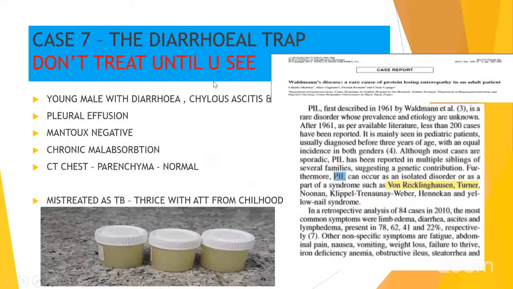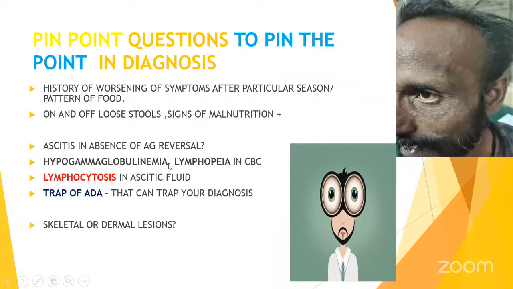And the last one will be a young male presenting with diarrhea and chylous ascites and chylous effusion everywhere. Since the effusion was chylous, he was treated with ATT 2 or 3 times. The problem is he was not assessed with luminal endoscopy, and he had this gross finding of neurofibroma. So we carefully examined him. He had hypogammaglobulinemia, lymphopenia in CBC, as well as lymphocytosis in ascitic fluid. ADA was positive because ADA is synthesized only from lymphocytes, so it can be positive in all disorders where there is lymphocytosis.